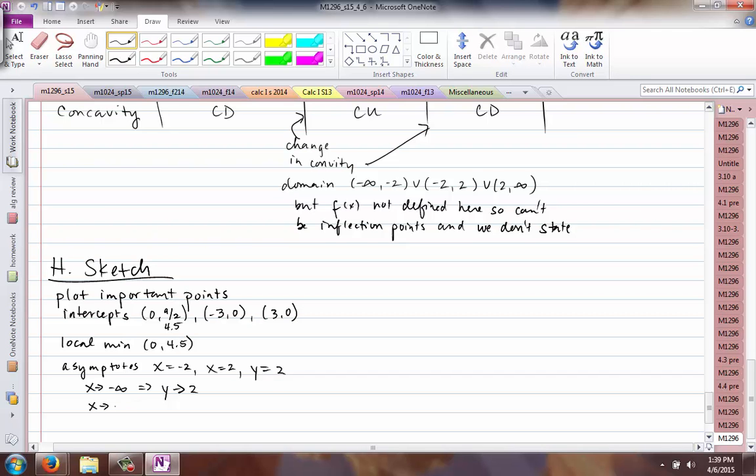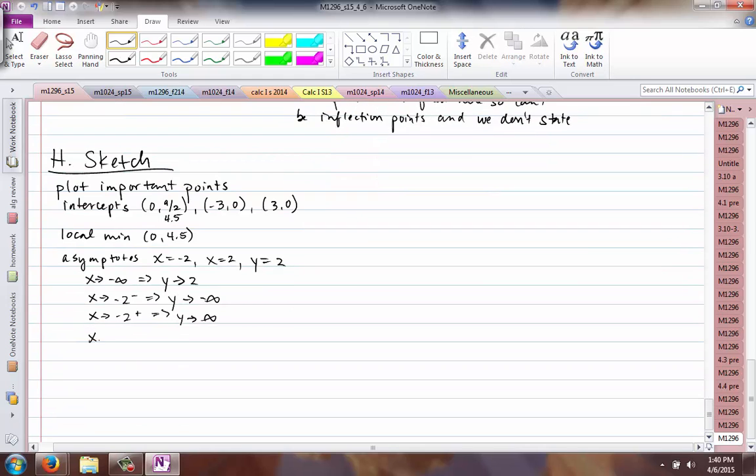So as x goes to -2 from the left, we figured out that y was going to -infinity. And then as x was going to -2 from the right, we found that y was going to infinity. As x is going to 2 from the left, y was going to infinity. As x is going to 2 from the right, y was going to -infinity. And finally, as x goes to infinity, y was going to 2. So we did a lot of limits in that section.